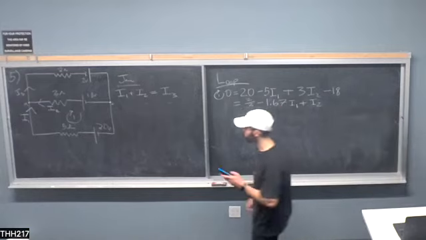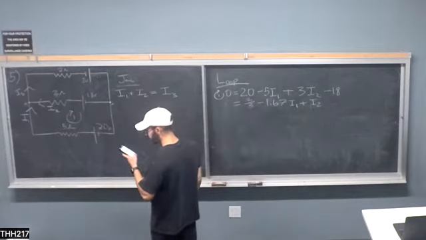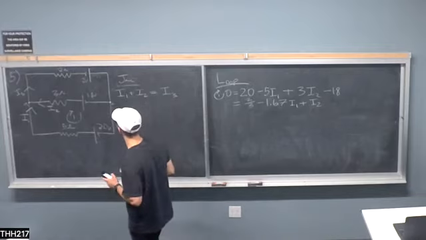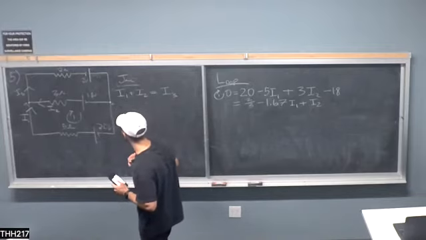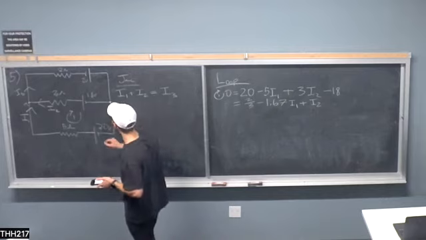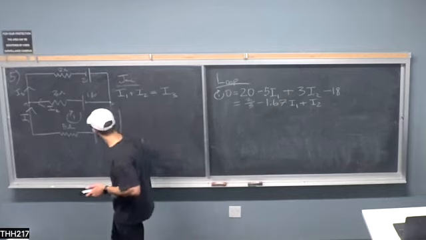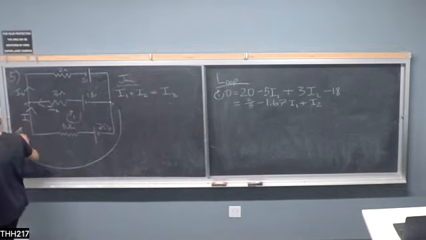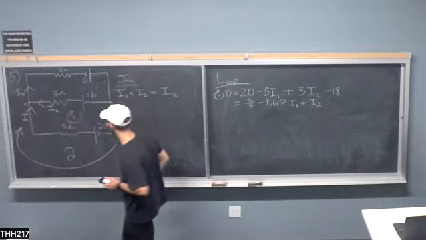Now, loop 2. So I'm going to do another loop here. I'm going to do the outer loop again, and that's because I can already see that if I do the outer loop, I'm going to have a plus 20 and a plus 2 if I go clockwise. So that's what I'm going to do. I'm going to go clockwise. I'm going to call this loop 2. Okay?